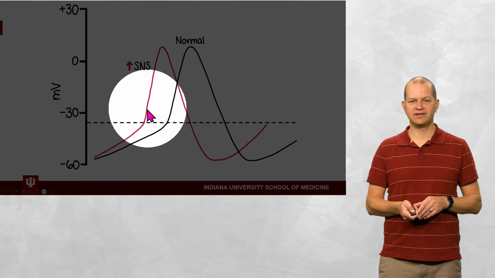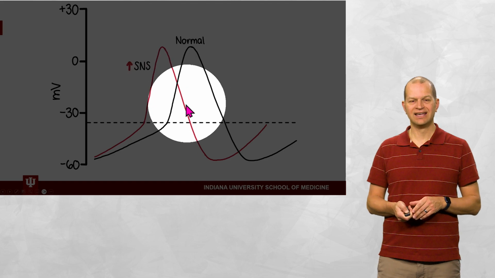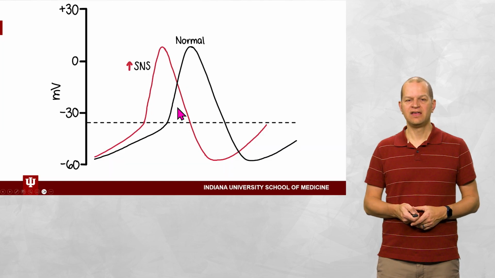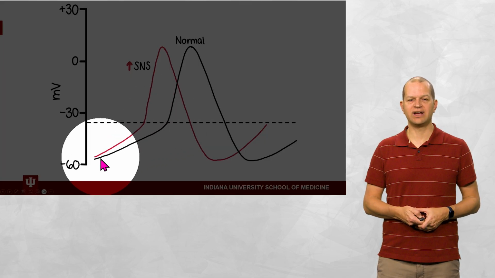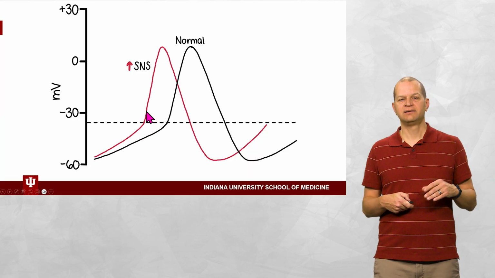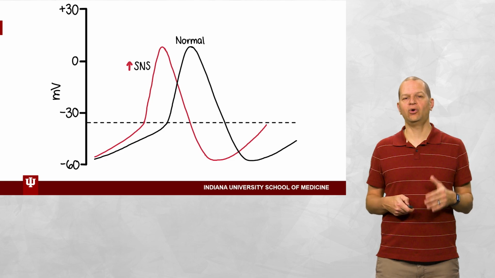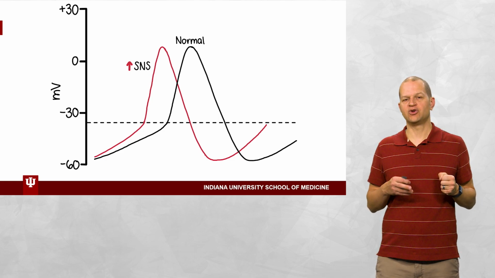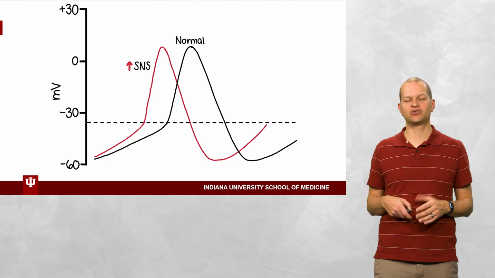Notice that, well, first of all, let's focus on depolarization and repolarization. They look essentially the same. The only thing that's changed here is drift. And so notice drift in the red line, the one on the far left, is steeper, so we hit threshold more quickly. And so you can have more action potentials in a shorter period of time.